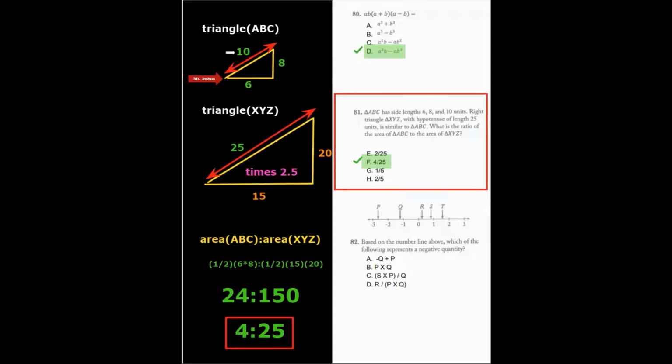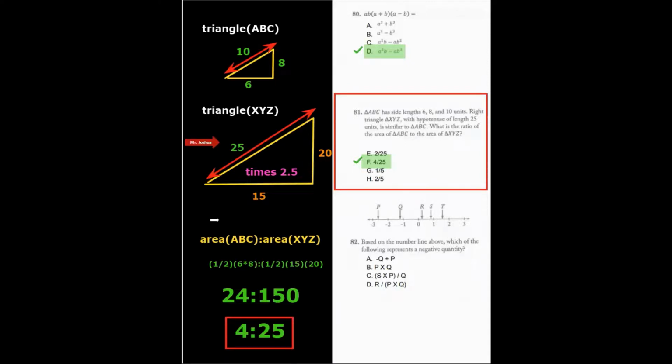So the hypotenuse of this triangle is 10, which means that the larger triangle that's similar is 2.5 times as large. 6 times 2 is 12, plus a half of 6 is 15. 8 times 2 is 16, plus a half is 20. Therefore, the larger triangle has sides 15, 20, and 25.